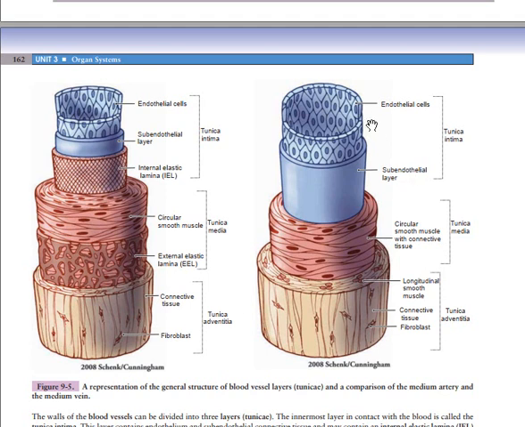Now for the general diagram of the venous system, we have the endothelial cell layer, the subendothelial layer, and the circular smooth muscles, with connective tissue located in the tunica media, and then the tunica adventitia. We have the longitudinal smooth muscle, and connective tissue with fibroblasts.